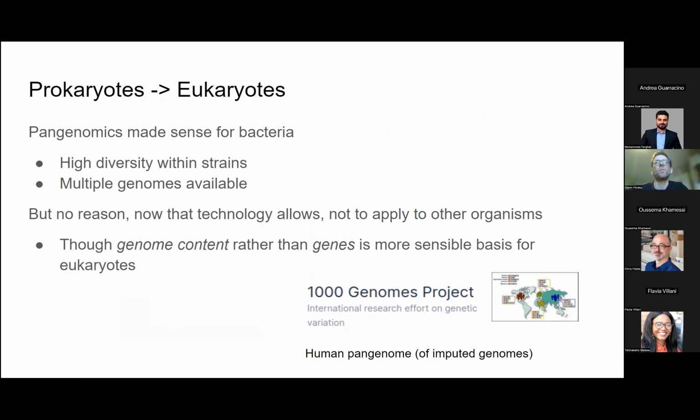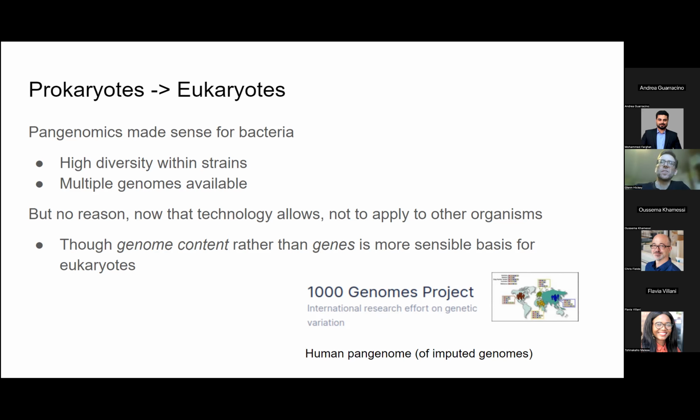So yeah, this was all well and good for prokaryotes, and it was immediately obvious these strains are diverse enough that you need a pangenome to do anything. But there's no reason that we can't apply this to other organisms. Back then, the limitation was just access to sequencing data. There was no human pangenome back then. But the technology's evolved, and we've had more and more sequencing.